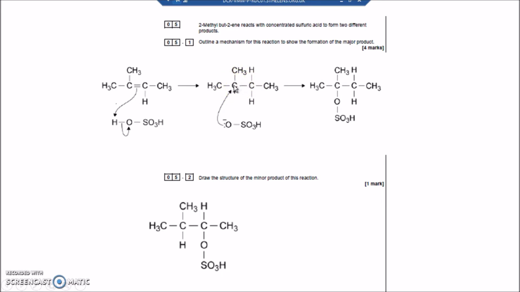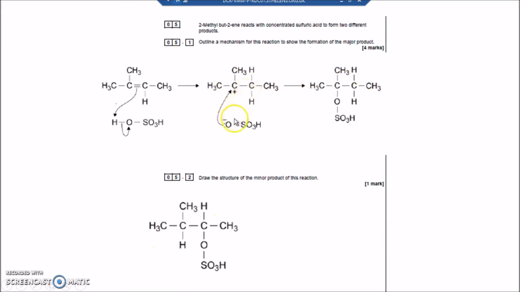Tertiary carbocations are the most stable forms of carbocations. Next most stable are secondary, and the least stable are primary. So the fact that this has formed a tertiary carbocation with three carbons bonded to the C+ makes this very stable and makes this the major product, the reaction that's most likely to go ahead. If something's stable, then it's more likely to go ahead.